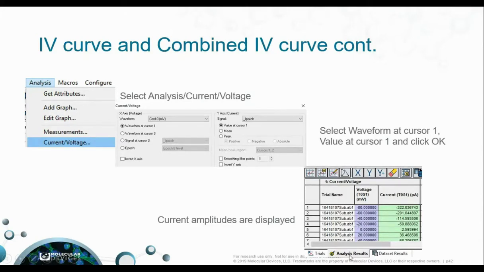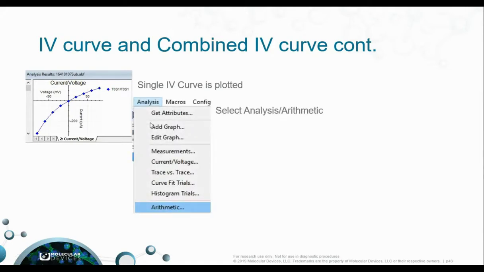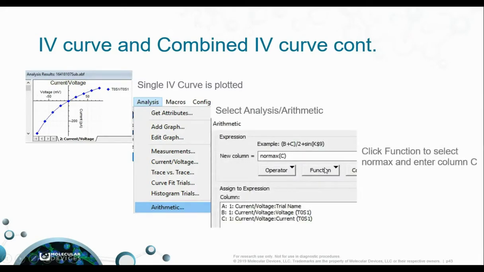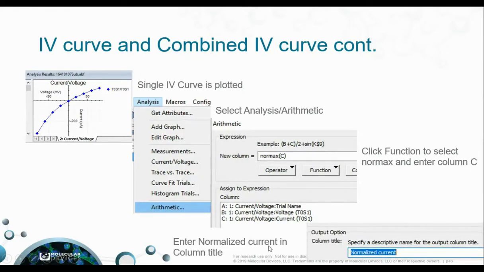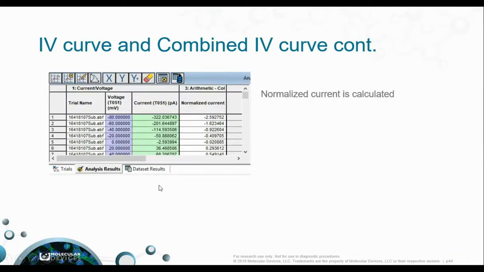Now the current amplitudes are displayed in the analyzed result. And also the single IV curve is plotted. Then you go to Analyze, select Arithmetic. And again, because I need to normalize to the maximum value of each IV curve, you just need to select Normax and put the column for the current, that will be column C. Then you enter normalized current in the column title. Then the normalized current will be calculated and will be shown in the analyzed result.